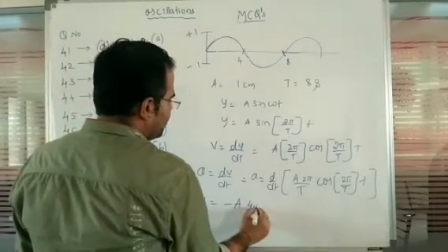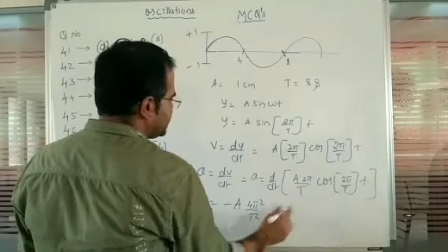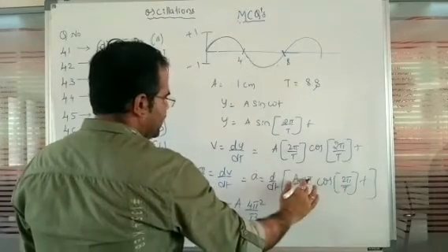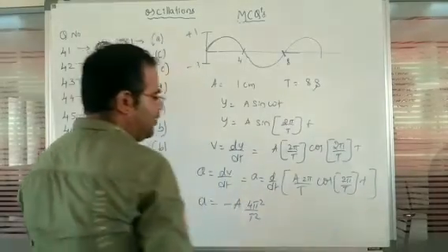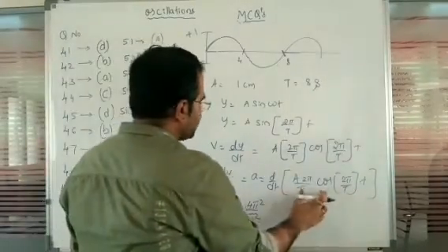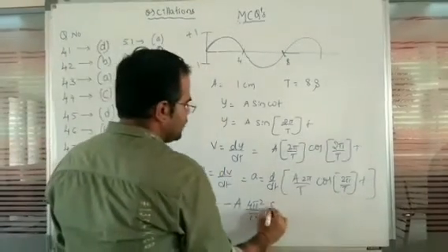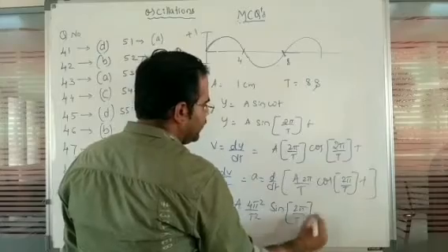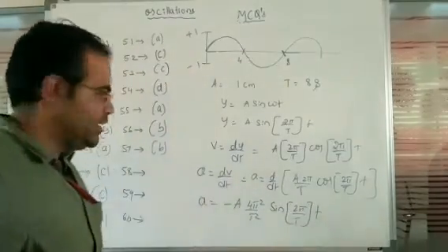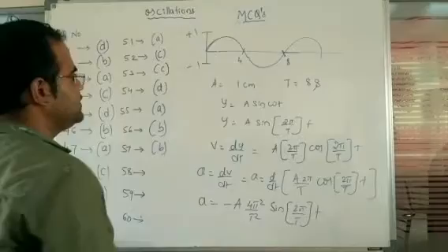Next 4 pi square divided by T square, because one more term will get here. So 2 pi into 2 pi is 4 pi square, T into T will be T square. So differentiation of cos is minus sine. So minus sine of what here? 2 pi divided by T into what here? Small t. Now we got the acceleration equation.